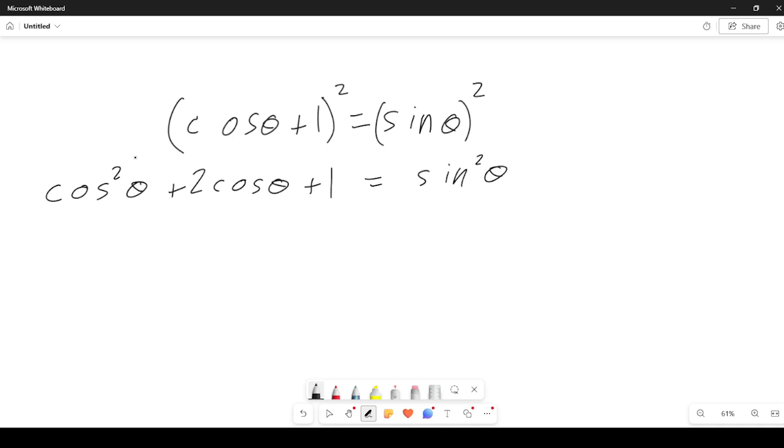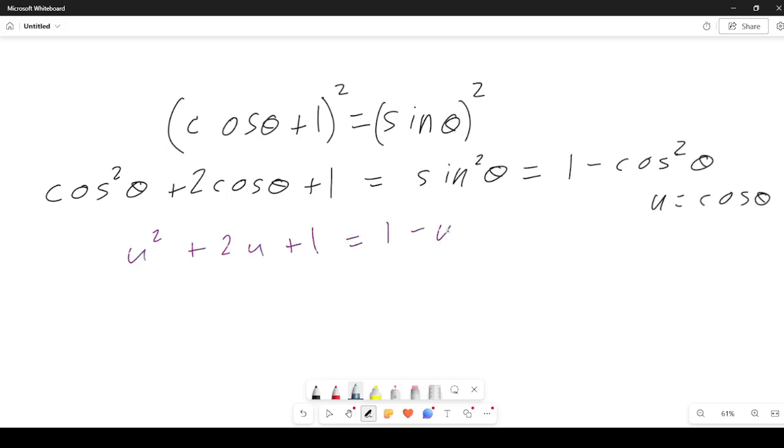Now, the cosine squared and sine squared could both be changed into the other one using our identity, but there's really not much we can do with the regular cosine. So instead, we'll change the right side to be 1 minus cosine squared theta. So now we've got all cosines. So we'll sub in u is cosine of theta. Now we'll go u squared plus 2u plus 1 equals 1 minus u squared.